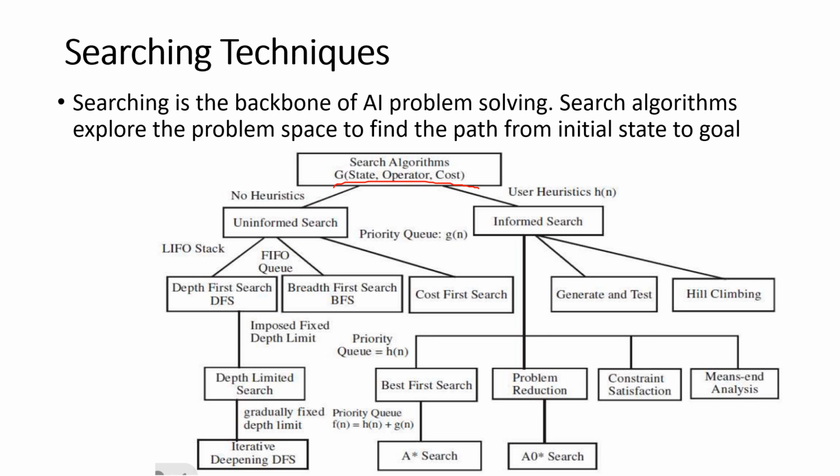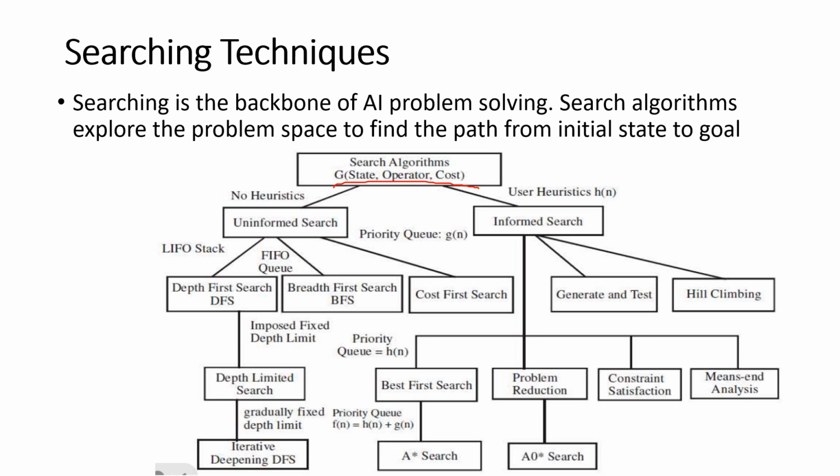Depth first search means the search goes deep. Breadth first search means it goes level by level. And cost first search means lowest cost first. The modified version of depth first search is depth limited search, and its modified version is iterative deepening DFS.